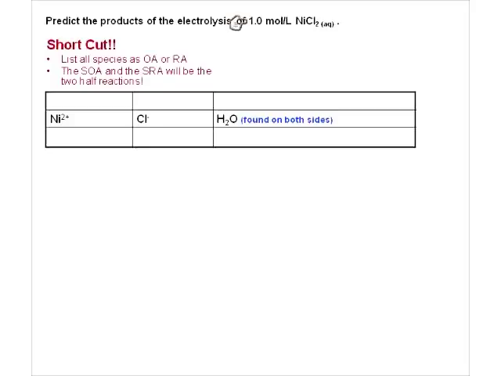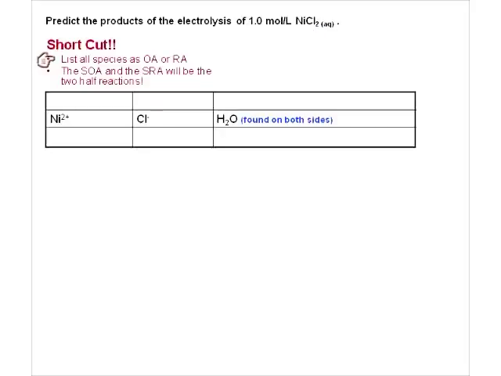Here's an example where we're going to do the electrolysis of nickel chloride solution, AQ. So as soon as you see the AQ, you know that that's dissolved in water. So we're going to get some nickel chloride and water in a test tube. We're going to stick our 2 carbon electrodes down, and we're going to see how much voltage we need. So we can predict what we're going to see here.